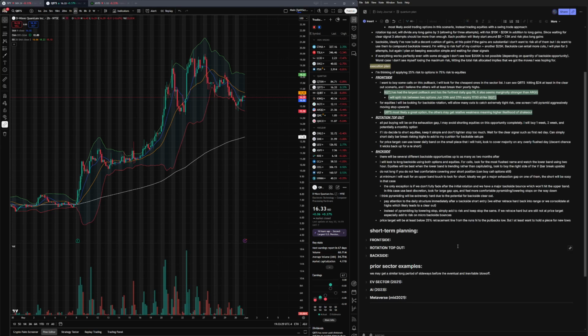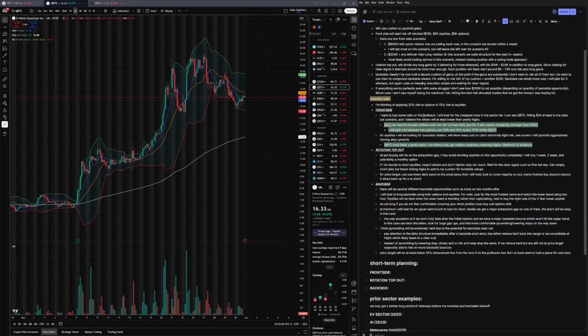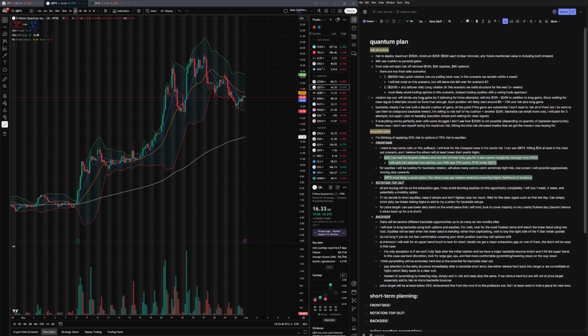And like I said, for each of these cycles, I have a risk plan. Here's the front side risk plan, rotation top out plan, and the backside plan. Now, my goal is to really use the cushion game here to amplify returns. So I'll be starting out with 10K risk on the long side. Now, if the long doesn't work out, the short setup won't even be there.